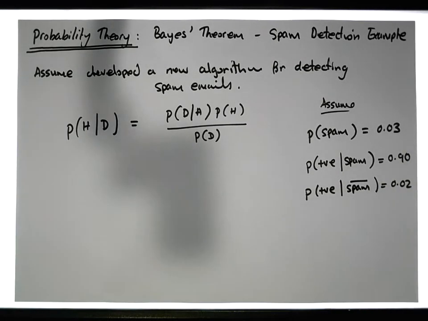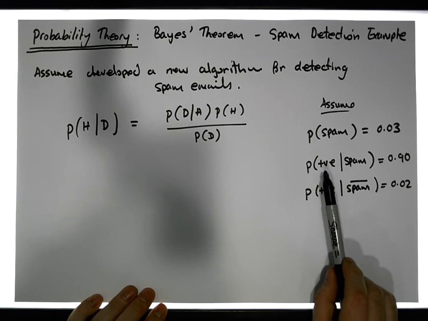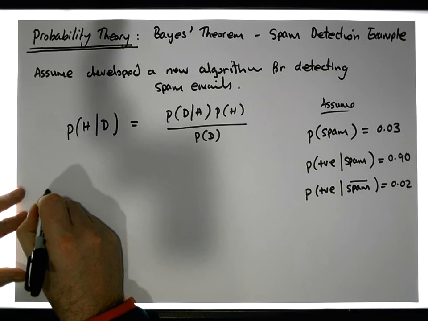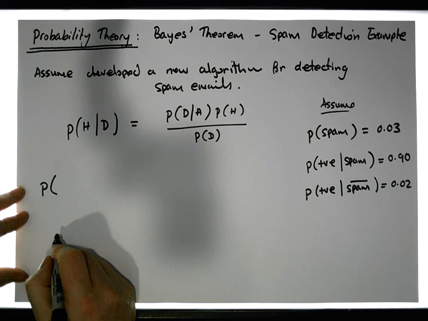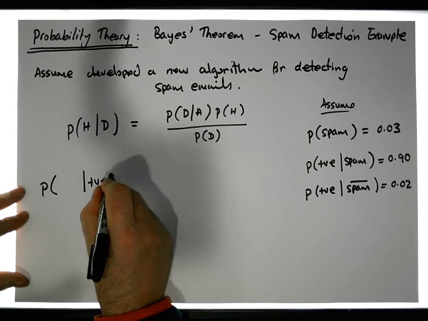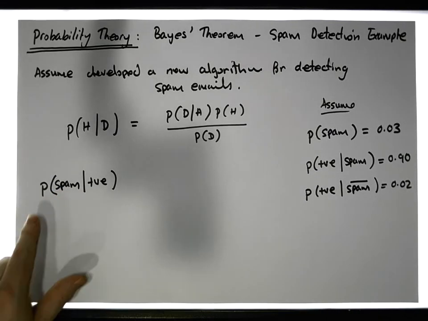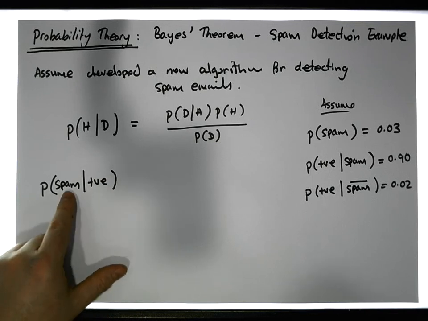Now, what we're really interested in is not about getting a positive hit, but actually about the probability of classifying something as spam or not. So the probability we're interested in is, if we get a positive result, what's the probability that the email is actually spam? What's the probability that, given that we found a positive result, the actual email is really spam?